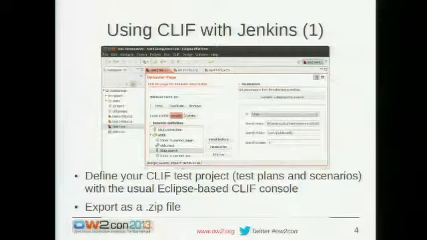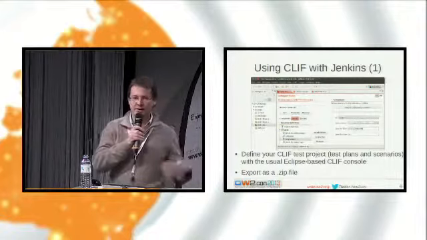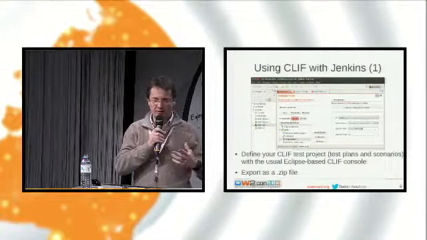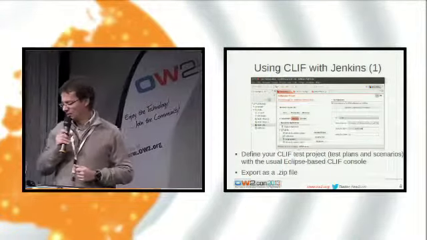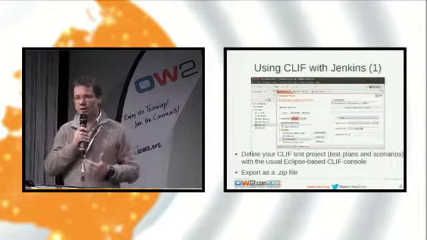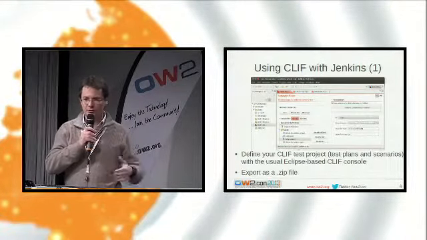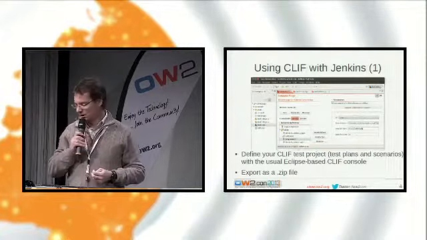So now, very practically, this is supposed to be a demo, but to be more safe, it's a slide-based demo. The first step when you want to use Cliff with Jenkins is to use the classic Eclipse-based user interface. With this interface, you define your Cliff test project, with the test plans. A test plan is a list of load injectors and probes to deploy in a given test. And you define also the scenarios. The scenarios are the definition of your workload in terms of behavior of virtual users and in terms of number of active virtual users.